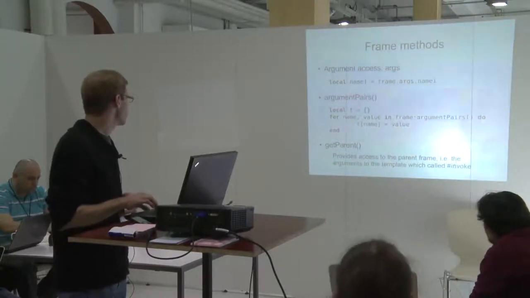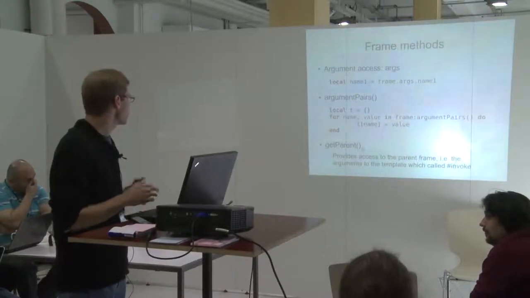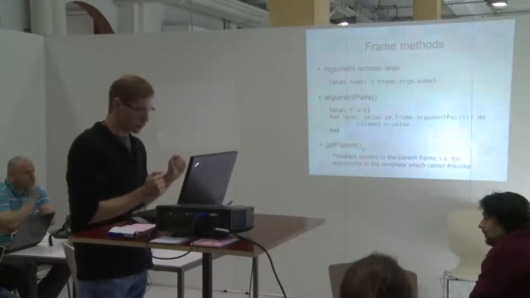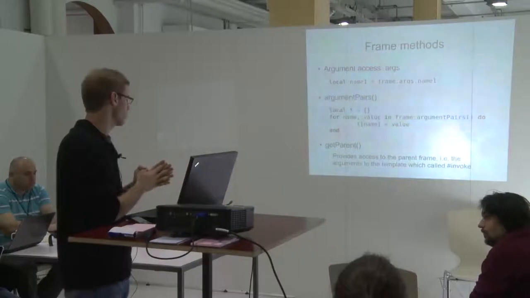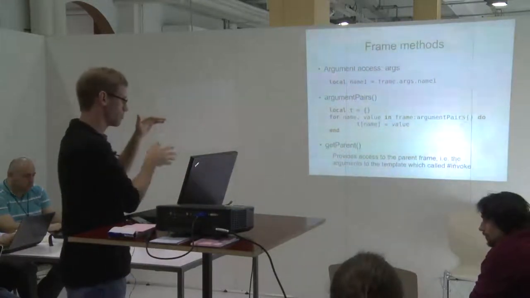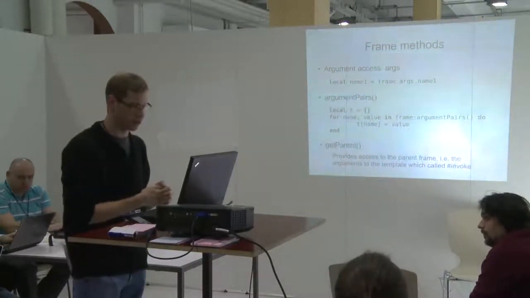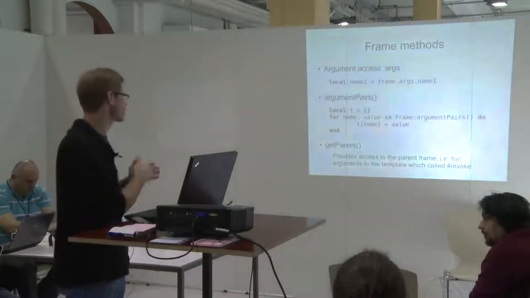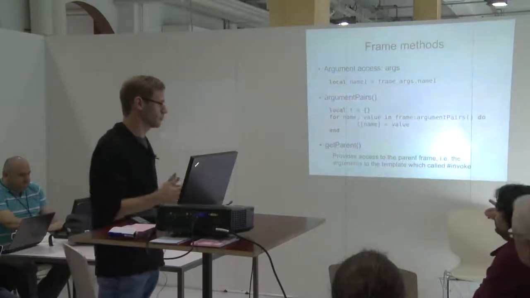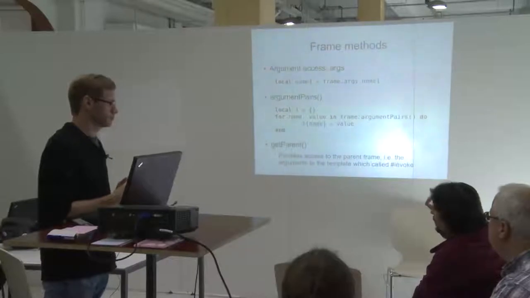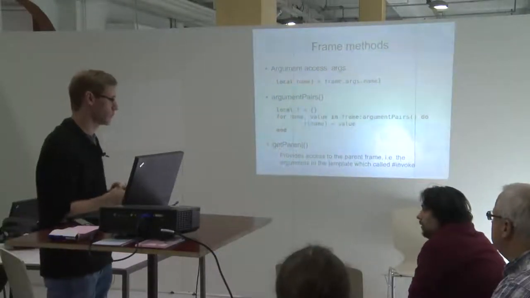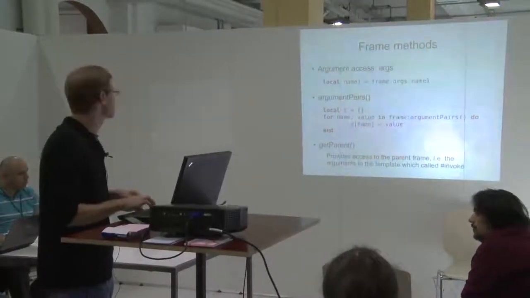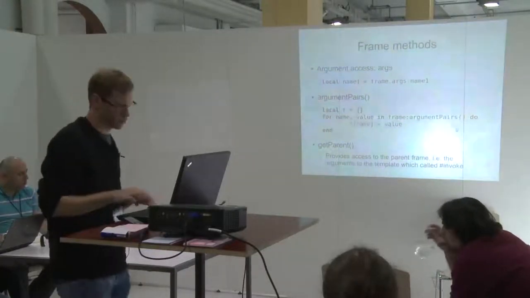And as I was saying earlier, we also provide get parent. That's frame colon get parent, which allows you to access the parent frame, which is the template which called hash invoke. So that means that instead of the wrapper templates that Zocchi was talking about, having a huge list of parameter mappings, which will have some cost in terms of parse time, we can just have a very short proxy invocation to hash invoke and let Lua access those arguments directly. Yeah, that's right. It would have to be called from that particular template for that to work. So you call frame colon get parent, and that just gives you another frame which also has this args table and also has argument pairs and anything else that you want to do with it.